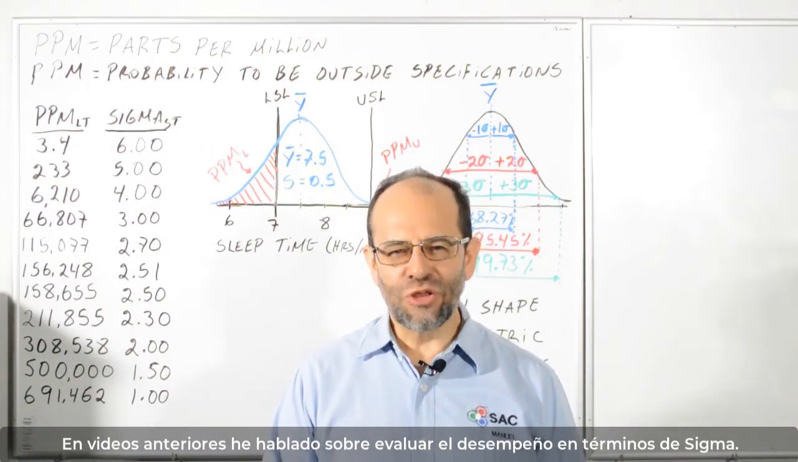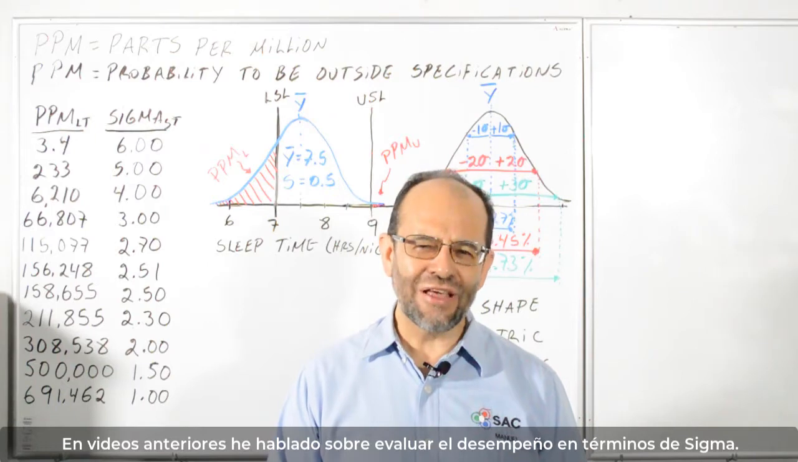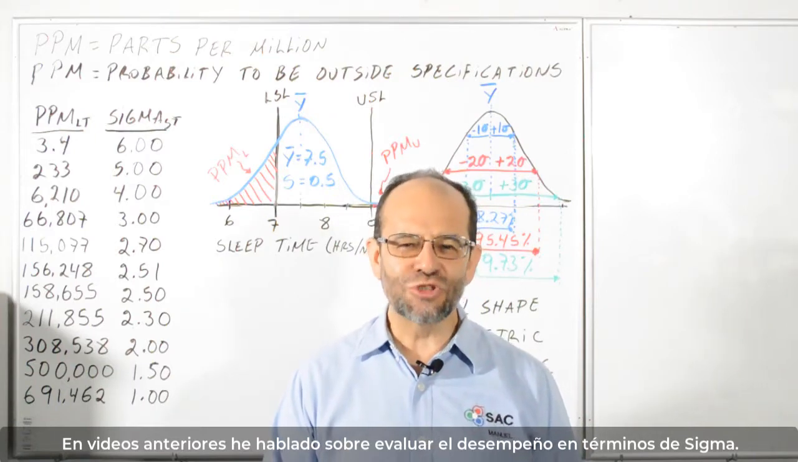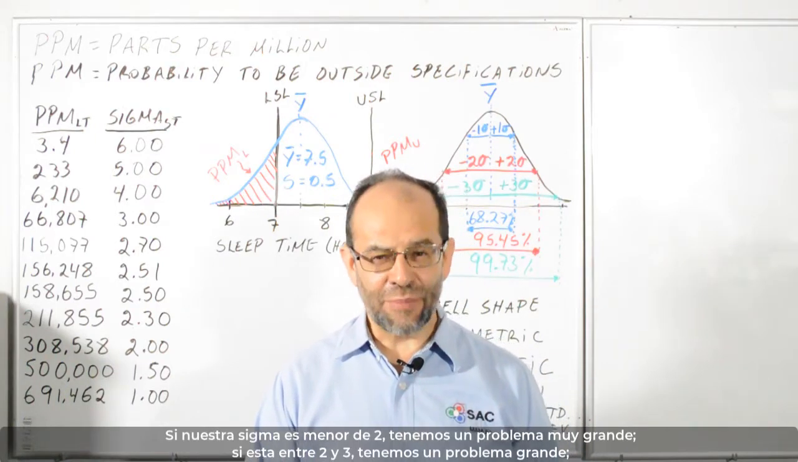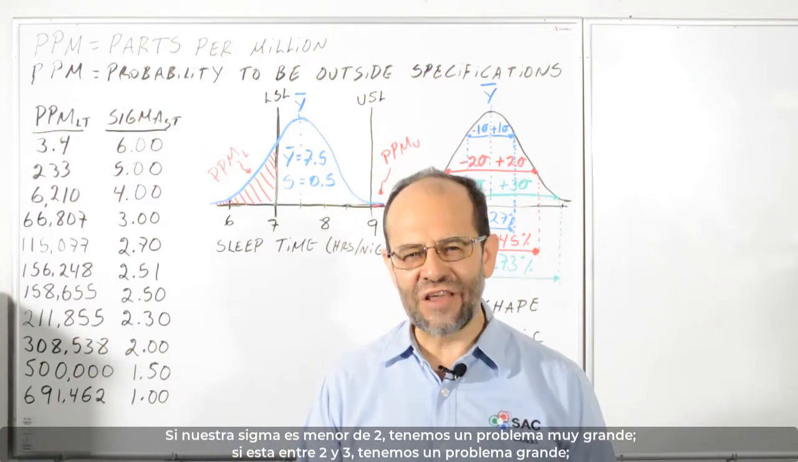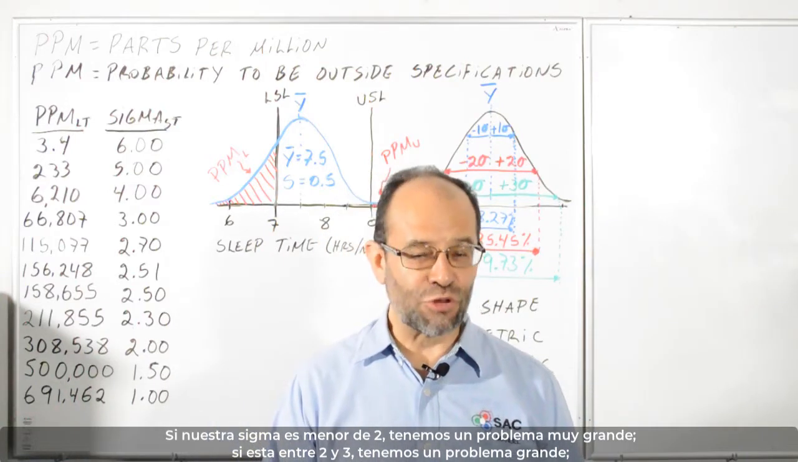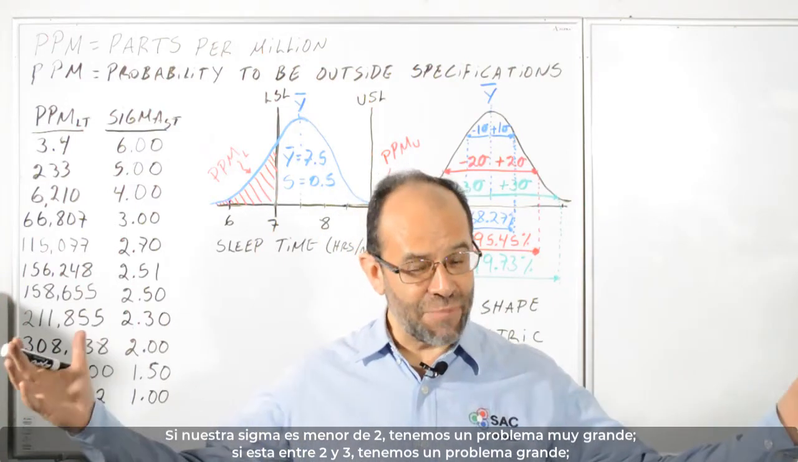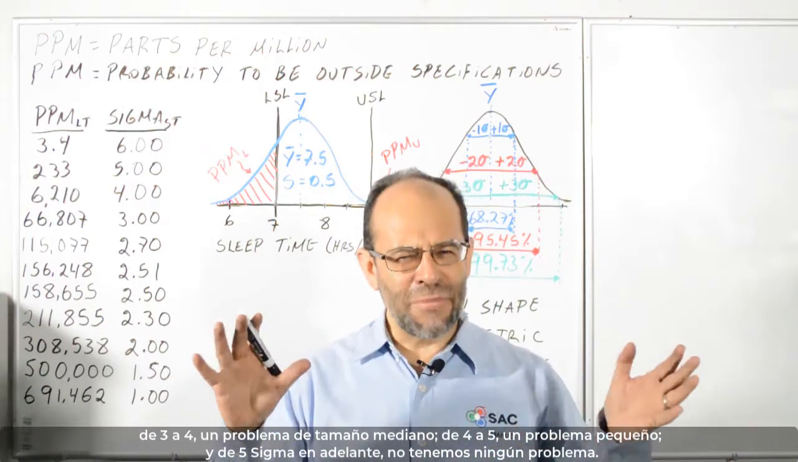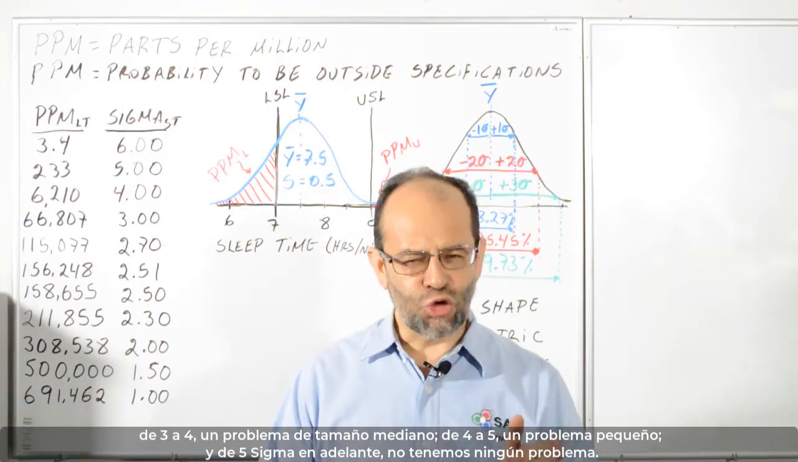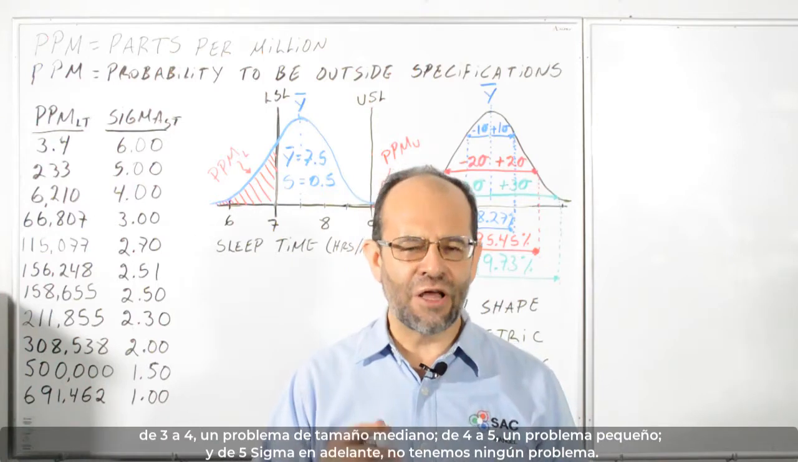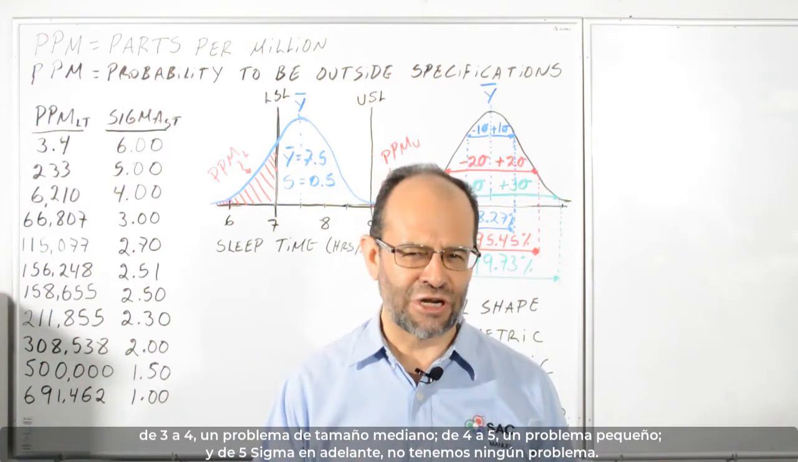In previous videos, I have talked about evaluating the performance in terms of sigma. If our sigma is smaller than 2, we are having a very big problem. If it is between 2 and 3, we are having a big problem. 3 and 4, medium-sized problem. 4 to 5, small problem. And more than 5 sigma, there's not any problem.